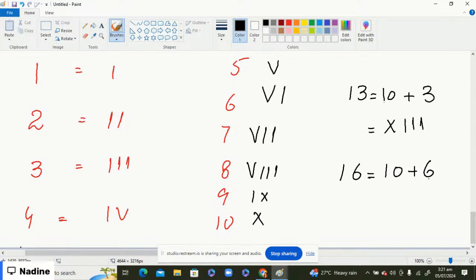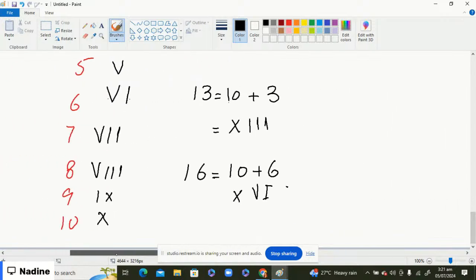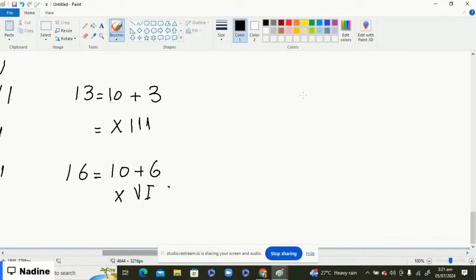Everyone tell me the answer of this one. So for 10 it's X, and for 6, as we know, it's V and I. That's why I'm saying that if you memorize only 1 to 10, then you are able to understand the remaining. Okay, very well done everyone.